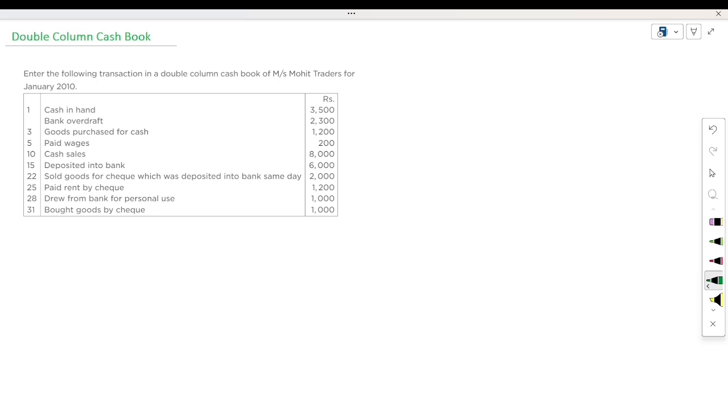Okay, see here, as we know that in single column cash book, only cash transactions were recorded. But in double column cash book, we will record both cash and bank related transactions, means transactions which are related to cash and transactions which are concerned with bank. Both types of transactions will be recorded here. Now with the help of this example, we will learn how to prepare the double column cash book.